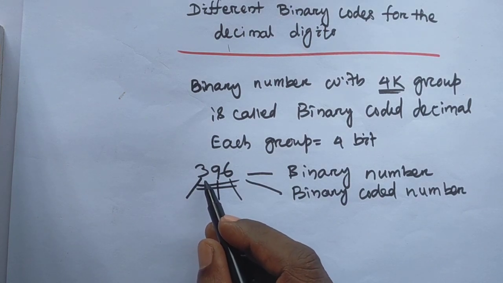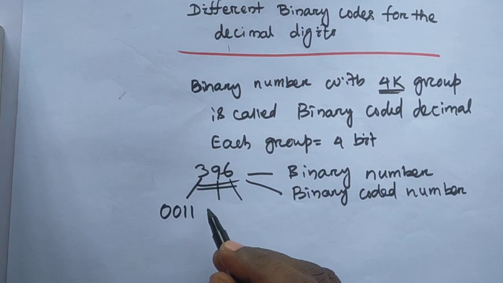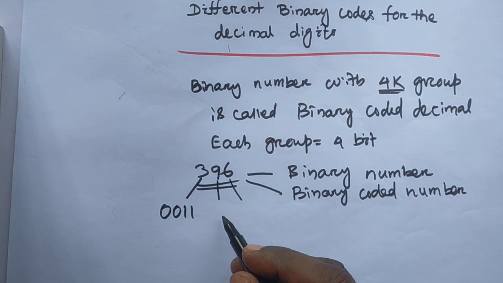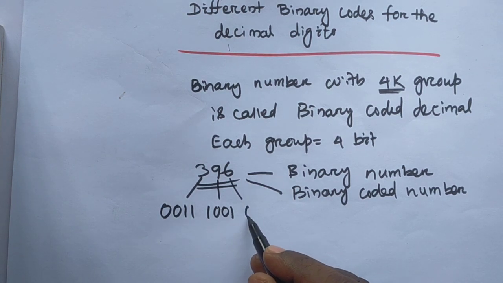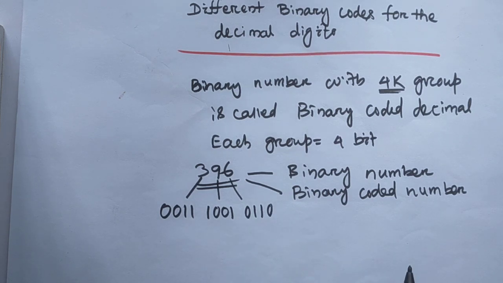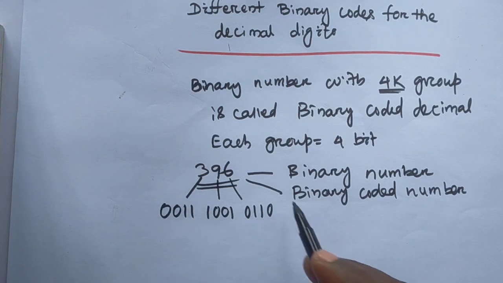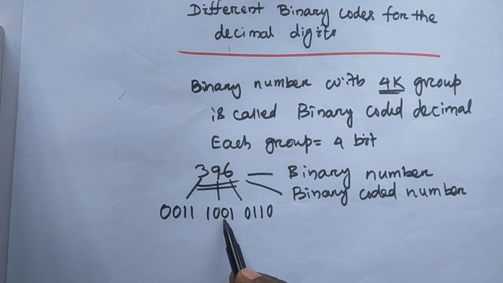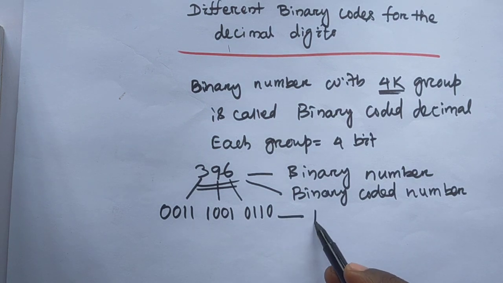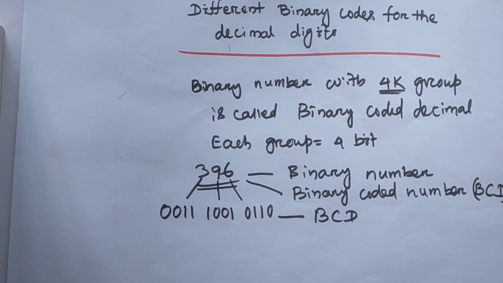If we go through 3, we can write very simply 0011. This is for 3. And 9 is similarly 1001. And 6 is 0110. We already know these individual binary numbers, but the combination for the given number 396 is 0011 1001 0110, which is a BCD number, or binary coded number. So the binary coded number is defined in this way.